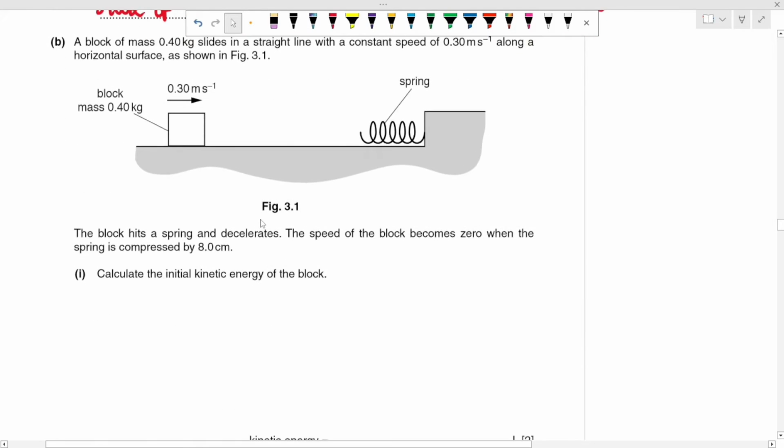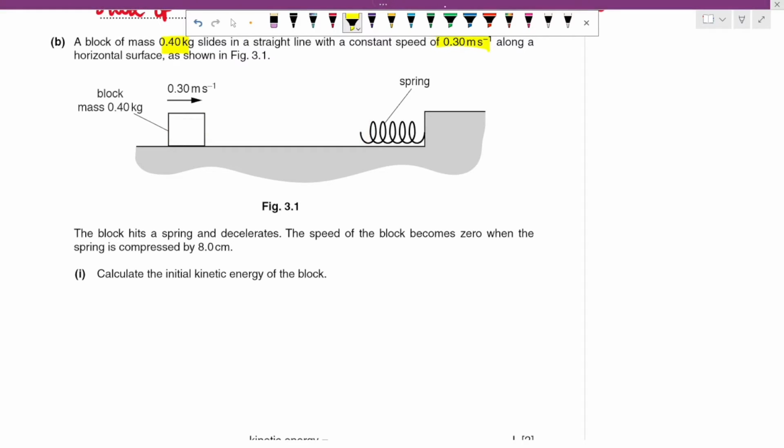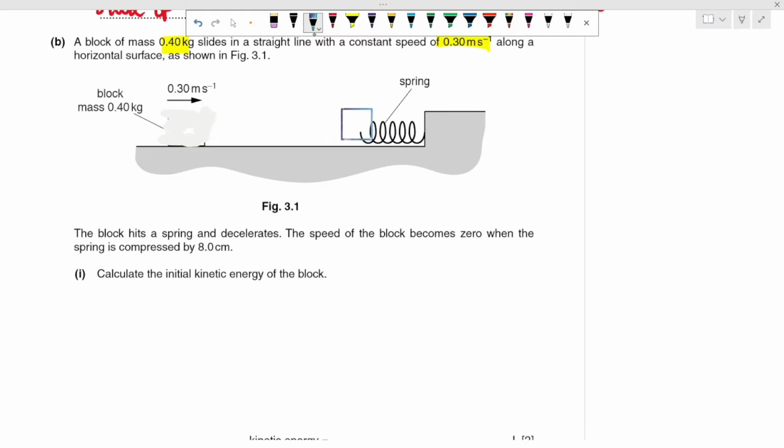A body of mass 0.4 kg slides with a constant speed of 0.30 meters per second along a horizontal surface. The block hits a spring and then it decelerates. So it was once here, but after some time our block is going to be here, and when it hits the spring, it's going to decelerate.